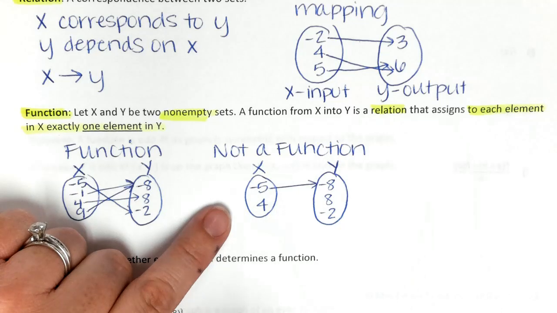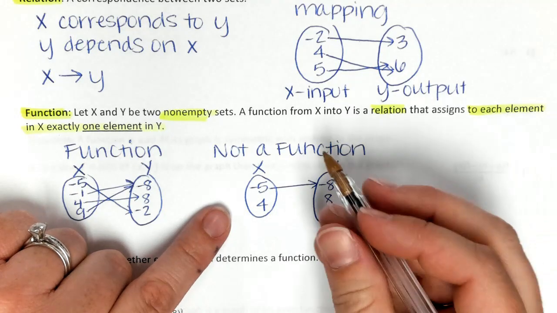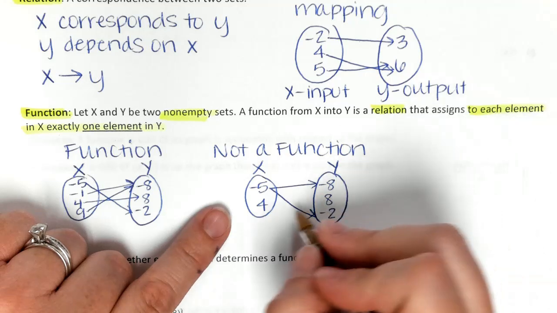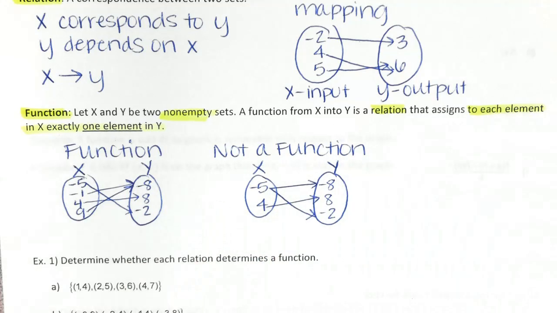All right, negative 5 is going to map to negative 8. It's going to map to negative 2, and 4 is going to map to 8. Okay, can someone raise their hand and tell me why this is not a function? It's like the vertical line test, like if it goes down the same x value twice, it's not a function. We're going to talk about that when we start looking at graphs of functions, but can you tell me from this mapping how we know it's not a function?